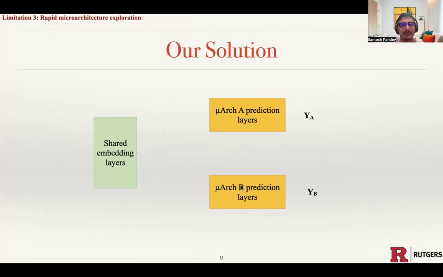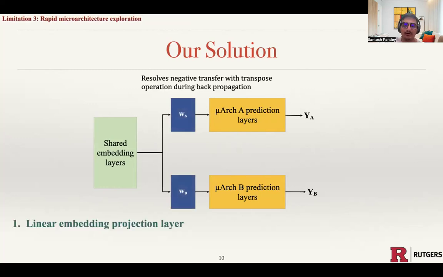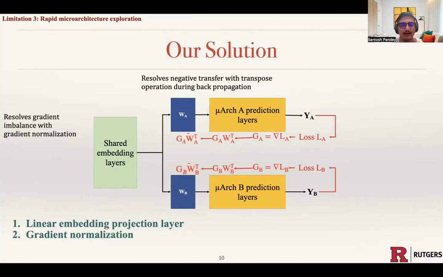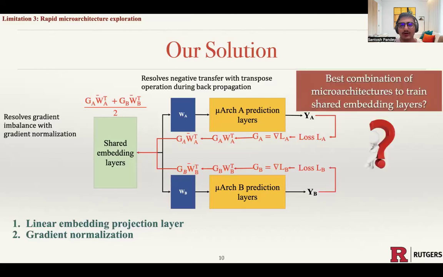Now we can train this model, but we will have some issues with convergence. So we use a linear embedding projection layer to project the embeddings from the common shared space to a microarchitecture specific space. And then we use gradient normalization so that it can resolve the gradient imbalance issue. And with that, we have shared embedding layers. And then the question is what would be the combination of microarchitectures that we can use to train the shared embedding layers? We have more details in our paper.